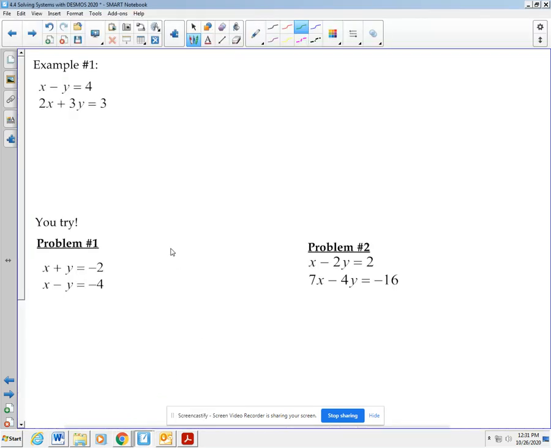Okay, so the intersection here would be 3, -1. Okay?